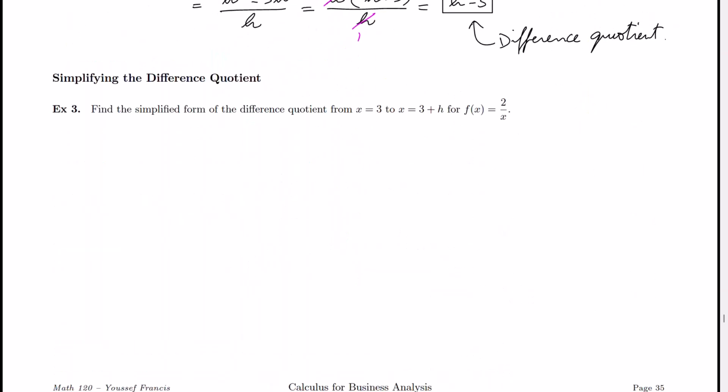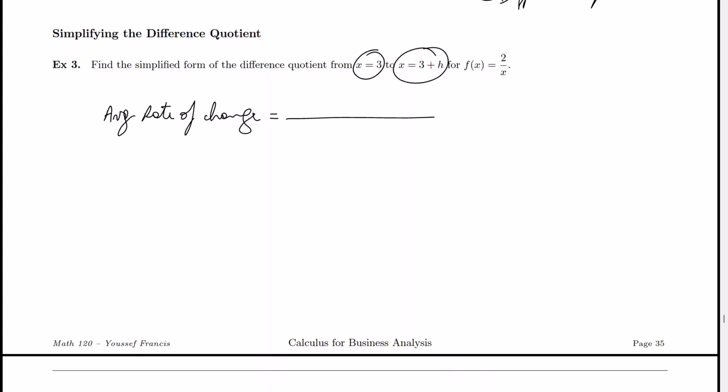So in problem 3, the given function is 2 divided by x, so there's going to be a little bit more work involved here. And it's not terribly difficult. We're going to have to follow the same patterns that we just did to find the difference quotient. Okay, so I'm going to call it average rate of change or difference quotient, and the idea is basically the same. I'm given 2 points, and I want to find the slope of the secant line.